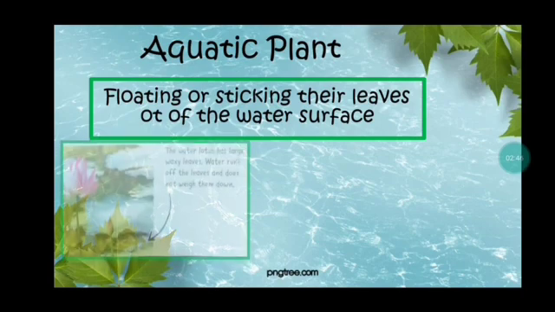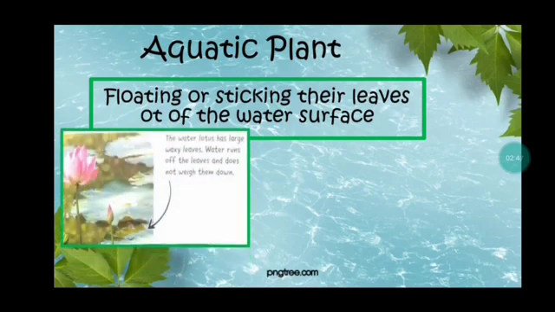The example here, the water lotus, teratai air. The water lotus has large and waxy leaves. Jadi large and waxy leaf. Waxy, it means wax. Jadi dia berlapis wax. It cannot absorb water. Seperti lapisan lilin, dia tidak absorb water, tidak menyerap air. So it will help the water lotus to float on the water surface.